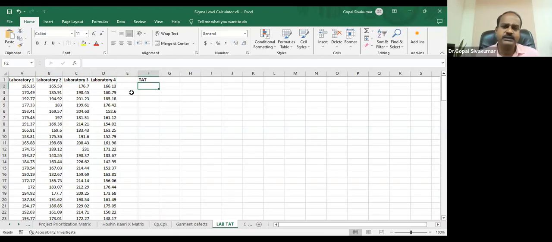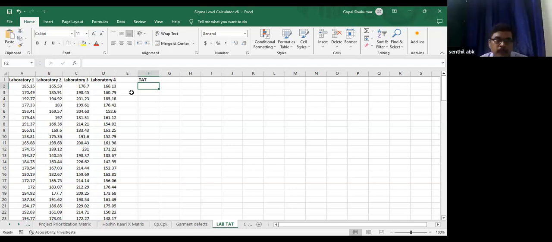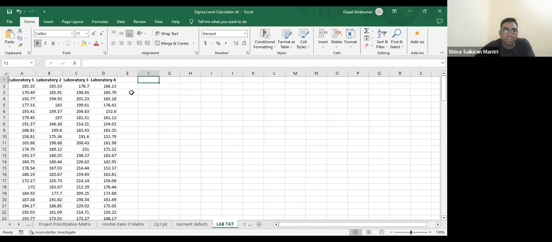Now your doubt is, the 4 laboratories are performing the same, similar test. Then turnaround time should be same or different? Same. Should be same. Similar laboratories performing similar tests. What is our expectation? Turnaround time should be same.